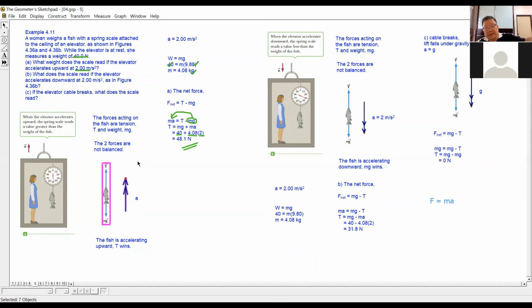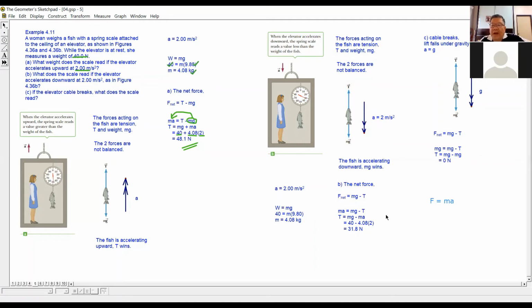So T will win, right? Whichever direction it is moving, that direction must have a bigger force. So if it's moving upwards, this upward direction must have a bigger force. In this second case, it is moving downwards, so the mg must be bigger than the T. So we start off with net force is the mg minus the T.